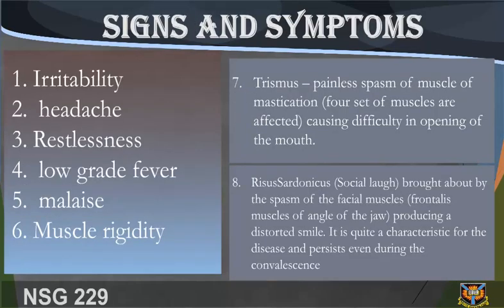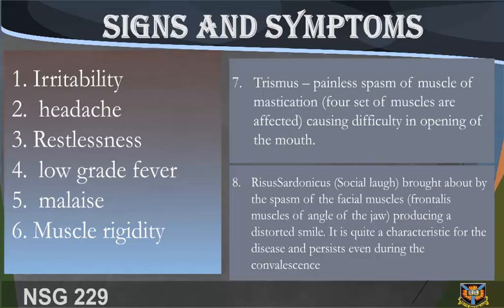Signs and symptoms. 1. Irritability. 2. Headache. 3. Restlessness. 4. Low-grade fever. 5. Malaise. 6. Muscle rigidity. 7. Trismus. Painless spasm of the muscles of mastication. 4 sets of muscles are affected, causing difficulty in opening of the mouth.